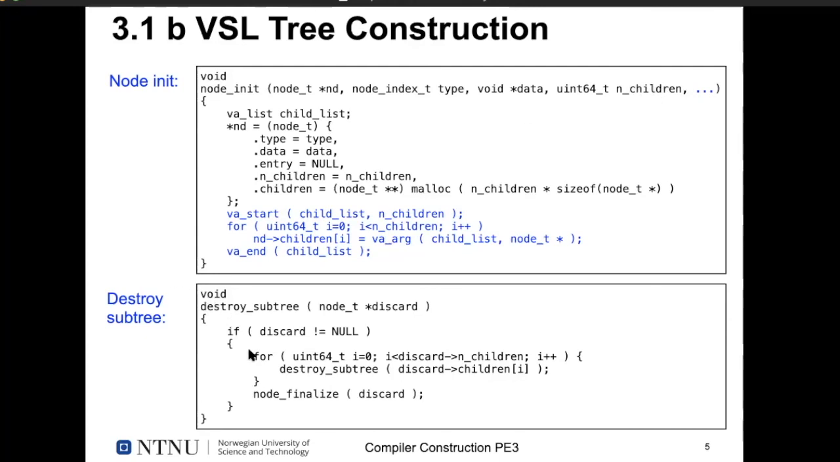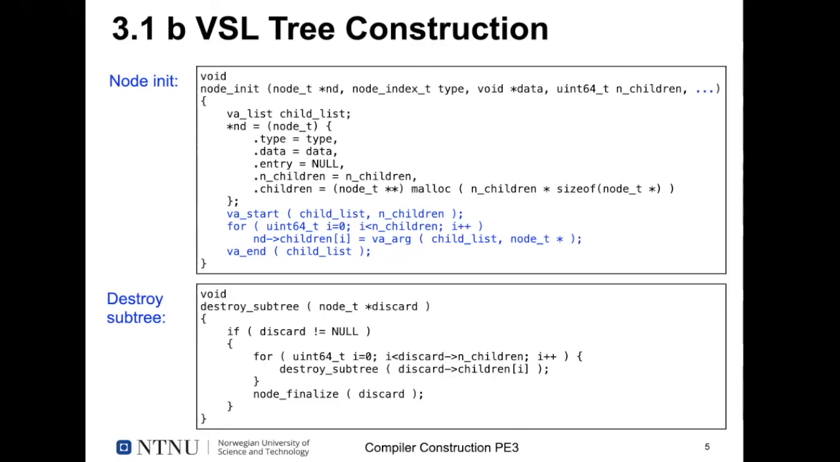If we want to destroy a subtree, we receive a pointer to a node T that is at the root of our subtree. If this pointer is not equal to 0, then we call destroy subtree recursively for the children of that node. And then we do a node finalize to clean up. This is typical tree handling with pointer stuff in C.